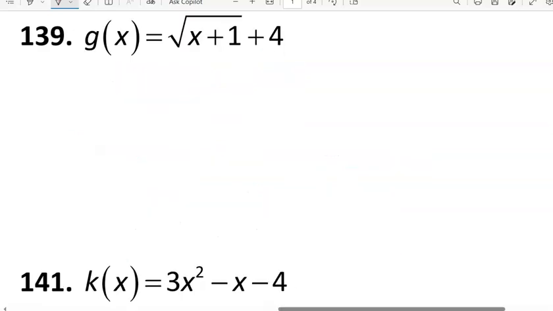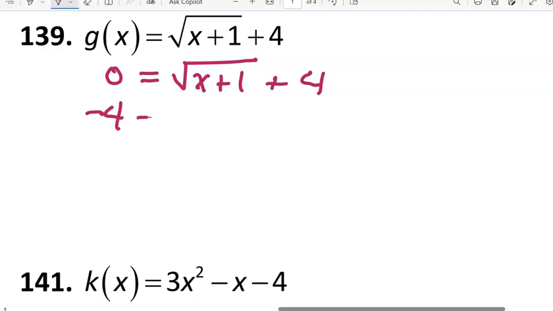In 139, to find the x-intercepts, we'll let y equal 0 and solve for x. Again, we have to undo the operations in reverse order. So subtract 4 from both sides. And what we need to be aware of here is that a square root may only output values that are either 0 or positive. So a square root can never be negative. Therefore, this has no solution.